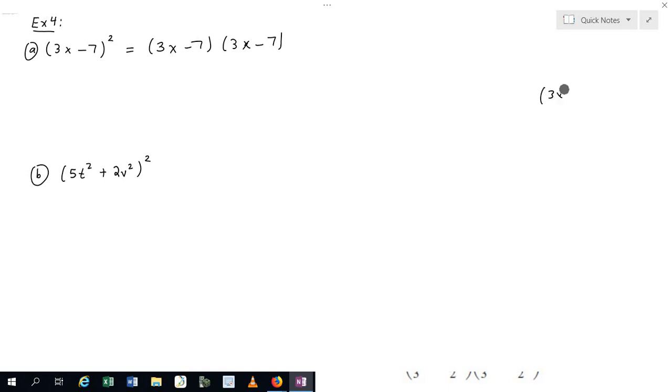Okay, it's incorrect to simply say that it's equal to this. Okay, so be careful not to make that mistake. This is wrong. You actually have to FOIL this out. So let's see what we get. First would be 3x times 3x. Outer would be 3x times minus 7, which is negative 21x. The inner would be negative 7 times 3x, which is also negative 21x. And then the last would be negative 7 times negative 7, which is positive 49.